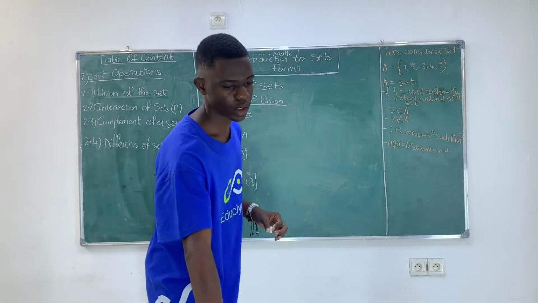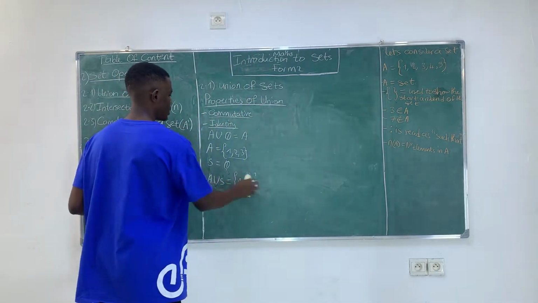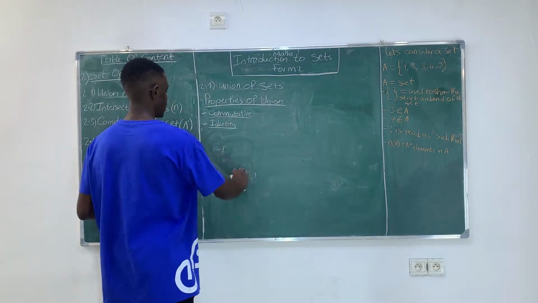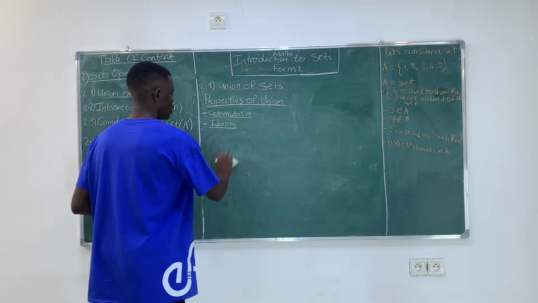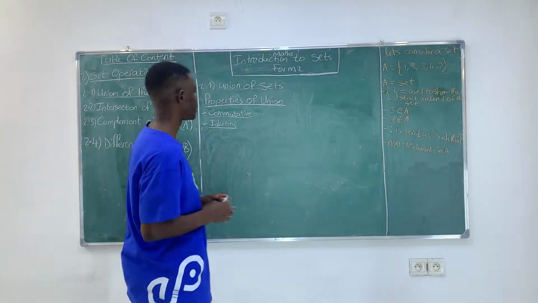So the other property is the idempotent property, which follows the validity property. Next, we're doing the idempotent property.